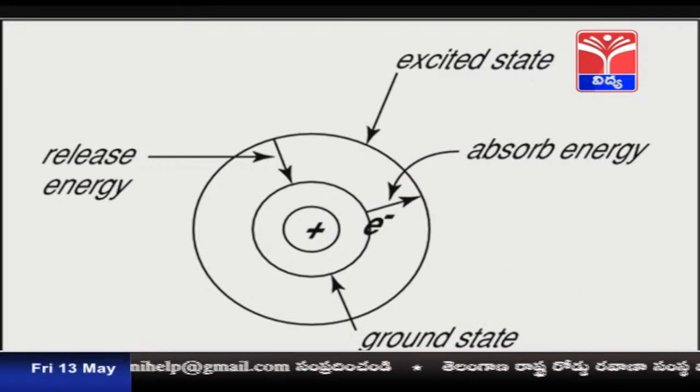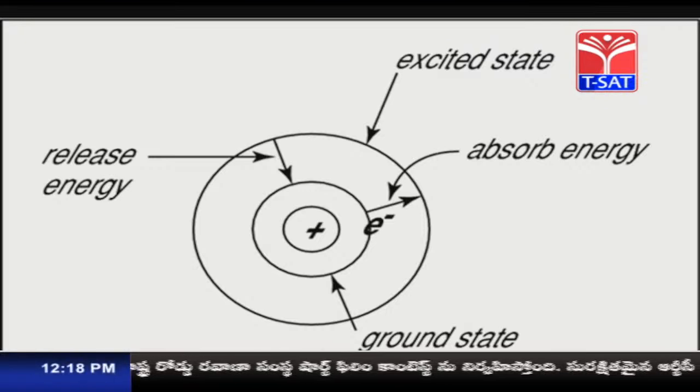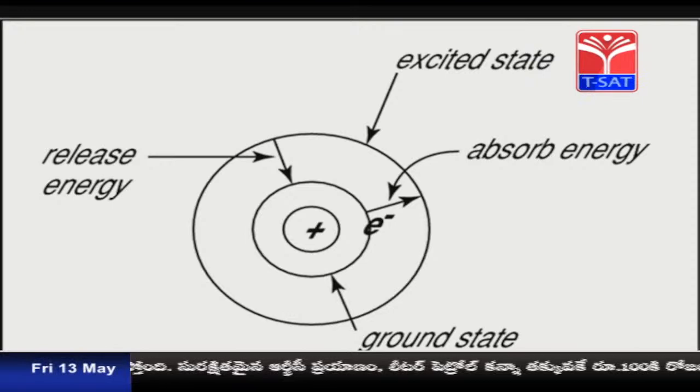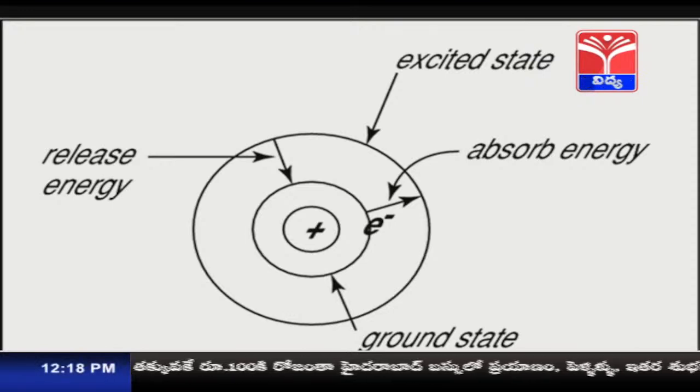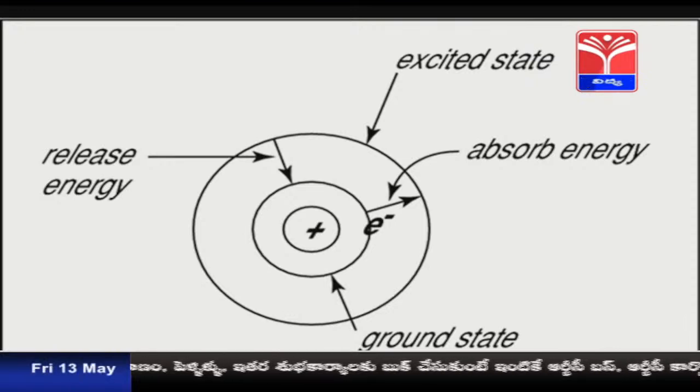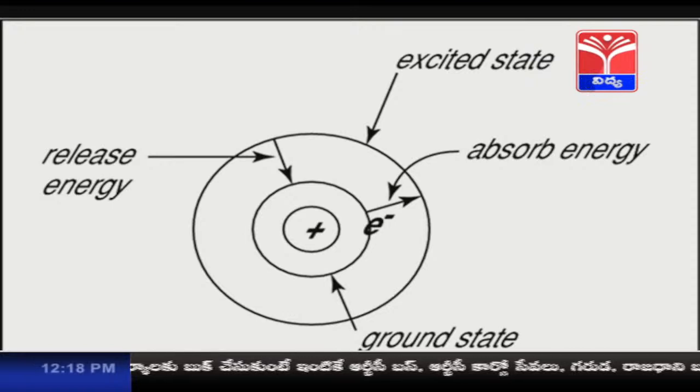See, in this diagram you can find that it is clearly indicated. The plus symbol is nothing but the nucleus, and the inner shell where the electron is indicated with an E minus symbol, that is the ground state, and by taking the energy it will get excited, and that state is nothing but what?